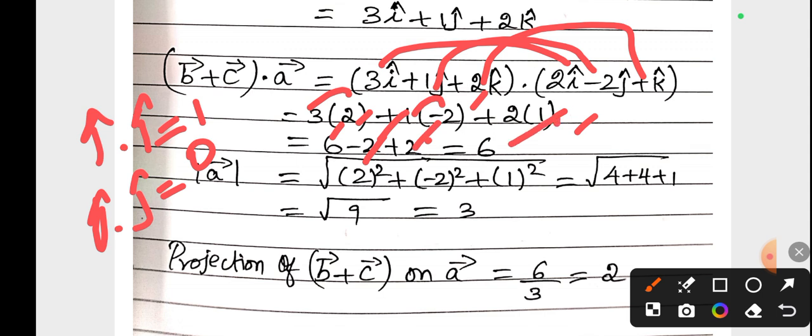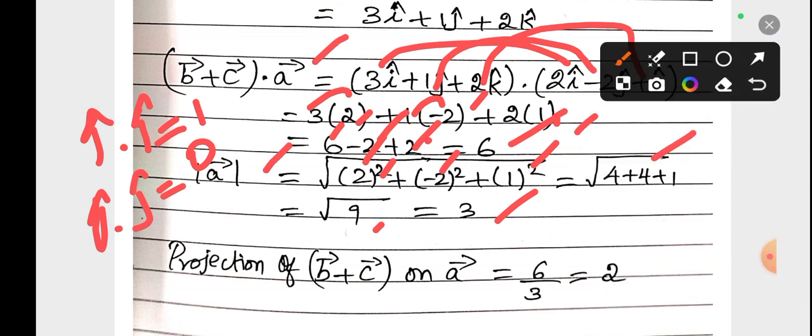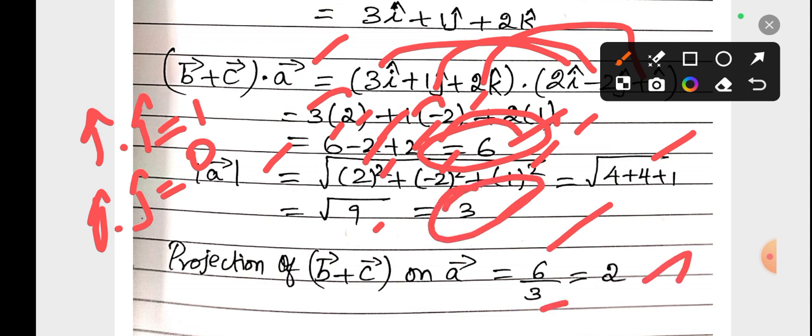Then the magnitude of A vector is root over 2 square plus minus 2 square plus 1 square. So root over 4 plus 4 plus 1, that is nothing but root 9, that is nothing but 3. So we got them separately, children. B plus C dot A we found, the magnitude of A vector we found, and we have to substitute. B plus C dot A is 6, magnitude of A is 3. Both you divide and get 2.